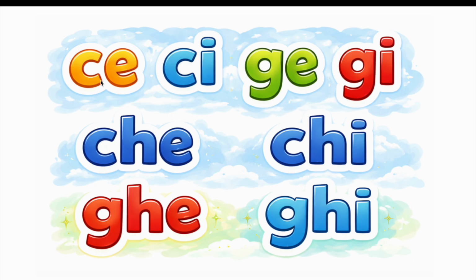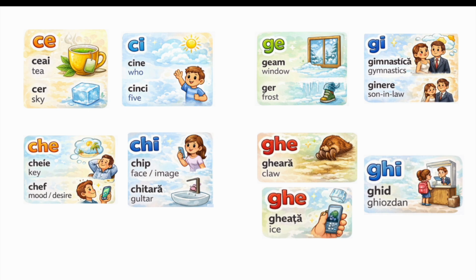Ce, ci, ge, gi, che, chi, ghe, ghi. Now let's take a look at some words that contain the special syllables in Romanian.